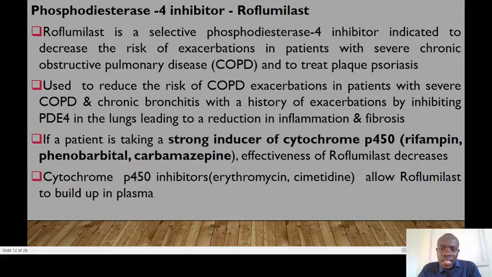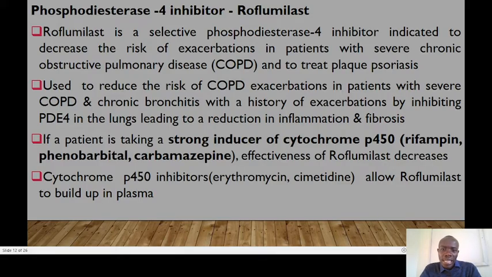So for phosphodiesterase inhibitors, another one is roflumilast, which is a selective phosphodiesterase 4 inhibitor. It's indicated to decrease the risk of exacerbations in patients with severe COPD and also to treat plaque psoriasis. So it's used to reduce the risk of COPD exacerbation in patients with severe COPD and chronic bronchitis with a history of exacerbation by simply inhibiting the phosphodiesterase in the lungs, leading to a reduction in inflammation and fibrosis.